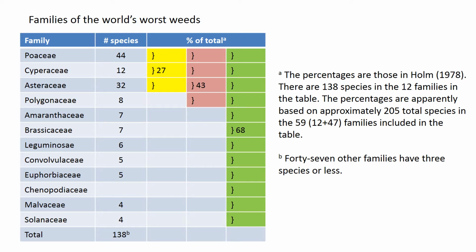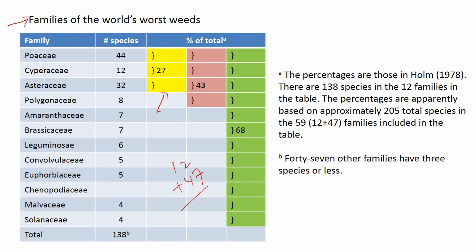This table shows the families of the world's worst weed. There are a total of 138 weed species from these 12 families. The percentages here, the 27, 43, and 68, are approximately from 205 total species from the 59 families. So here we have 12 plus another 47 families that have at least 3 species or less weed species.